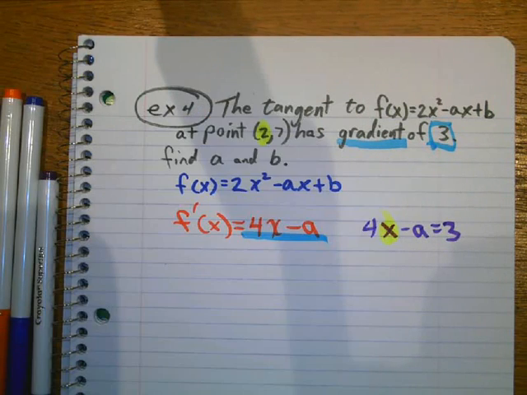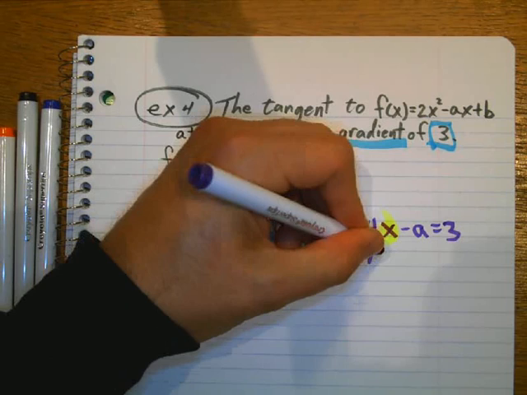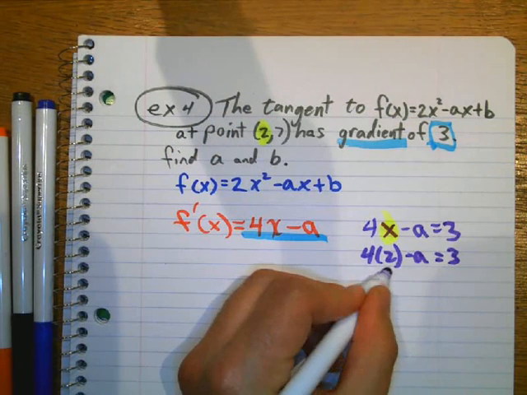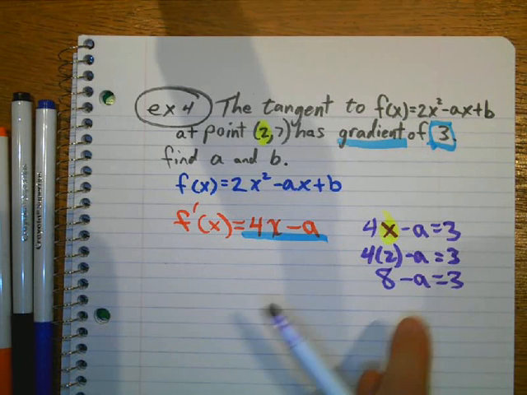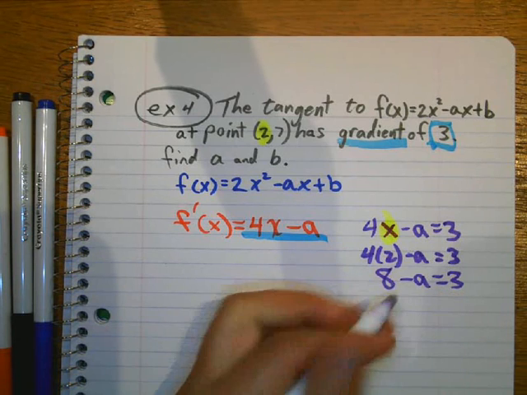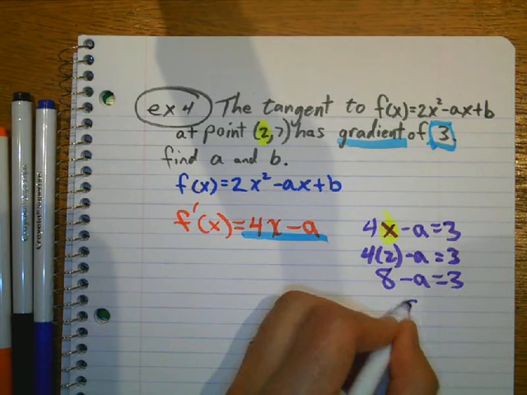So now we can find out what a is going to be. So now I'm going to get 4 times 2 minus a equals 3. So 8 minus a equals 3. And if I subtract 3 on both sides and add a on both sides, we're going to end up with a equals 5.